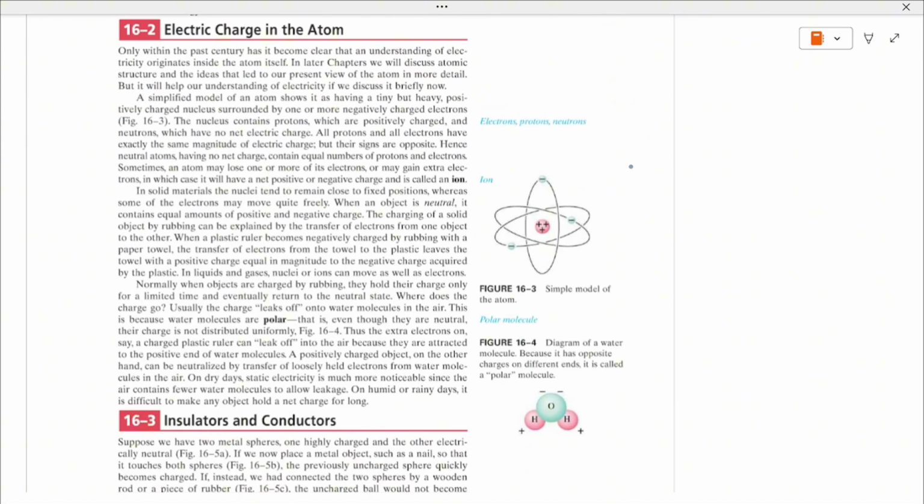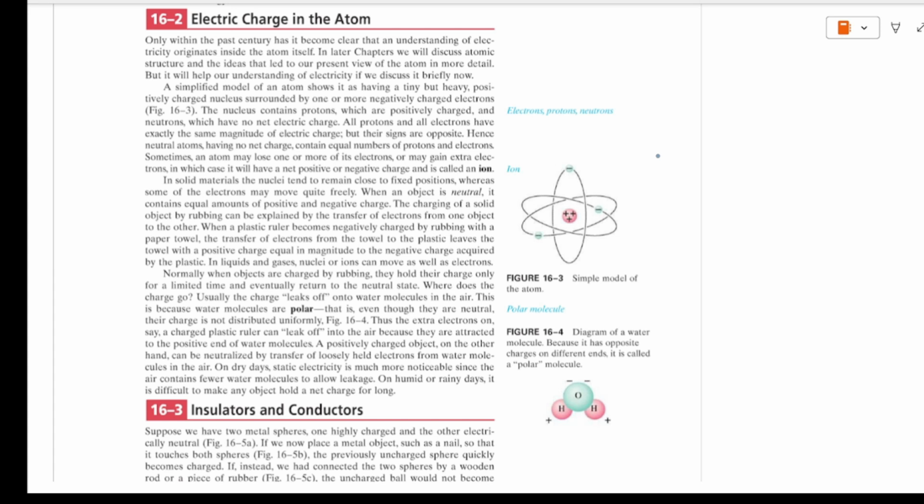The structure of an atom. Only within the past century or so has it become clear that electricity originates inside the atom itself. This is because the atom is made of three different particles: protons, electrons, and neutrons. The protons have a positive charge, and the electrons have a negative charge. The charges on the proton and electron are equal but of opposite sign. And the neutron has no charge.